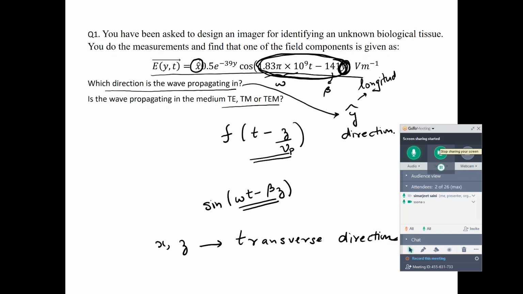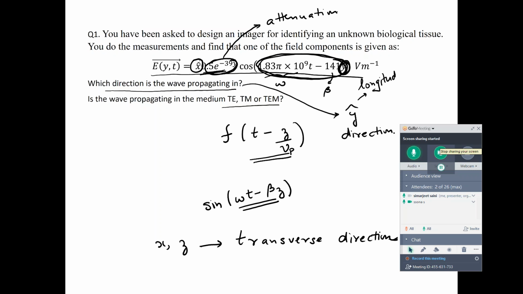So the wave is propagating in y direction. It has an amplitude variation, but that amplitude variation is also happening in y. So that is nothing but an attenuation constant. That is saying that as the wave is propagating forward in y direction, its amplitude is decreasing. It's giving some of its energy to the medium. It's heating up the medium most probably. It's giving some of its energy there, and because of that, it's losing its amplitude.